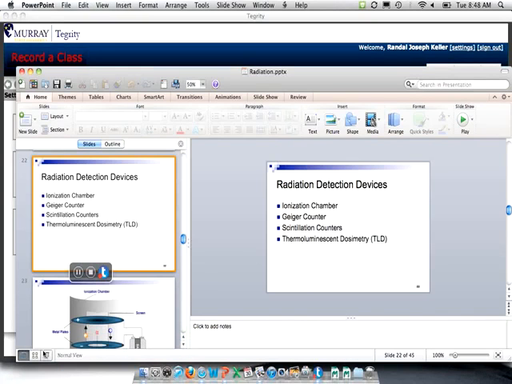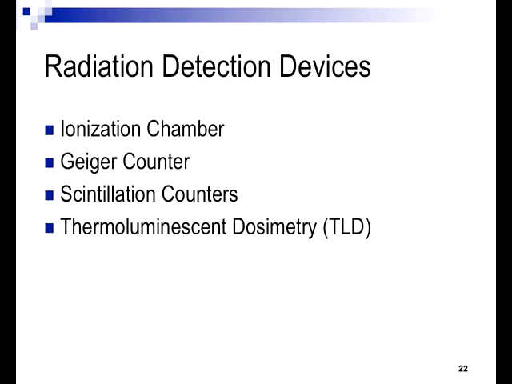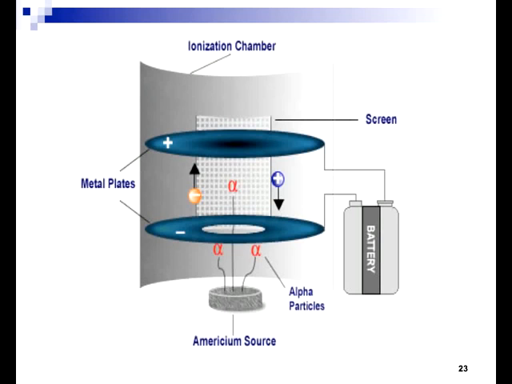And what I wanted to do now is talk about radiation detection devices. And radiation detection devices, there are several. You have an ionization chamber, you have Geiger counters, you have scintillation counters, and thermoluminescent dosimeters. And I wanted to go through these a little bit and tell you about some of the applications that they have. The first is ionization chambers.